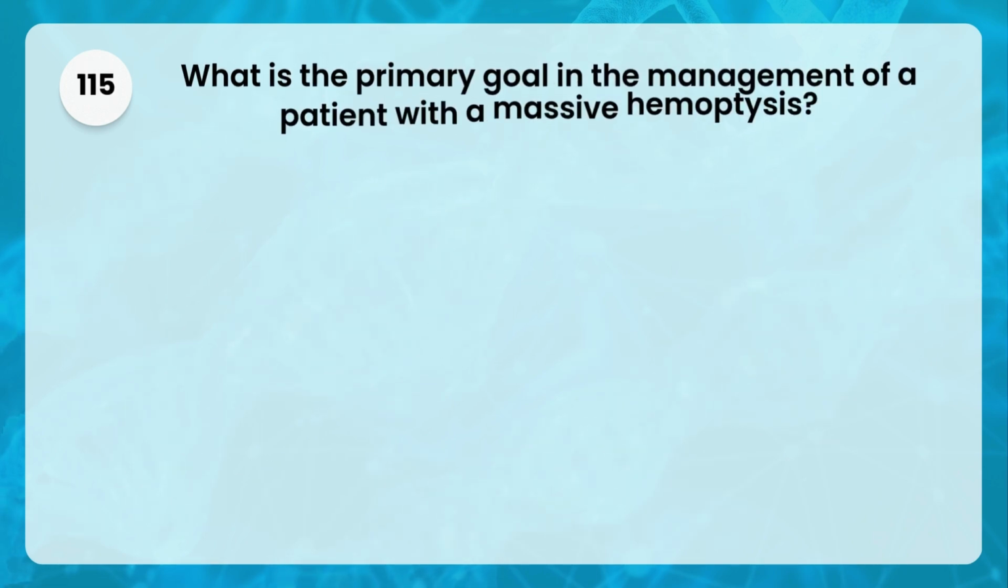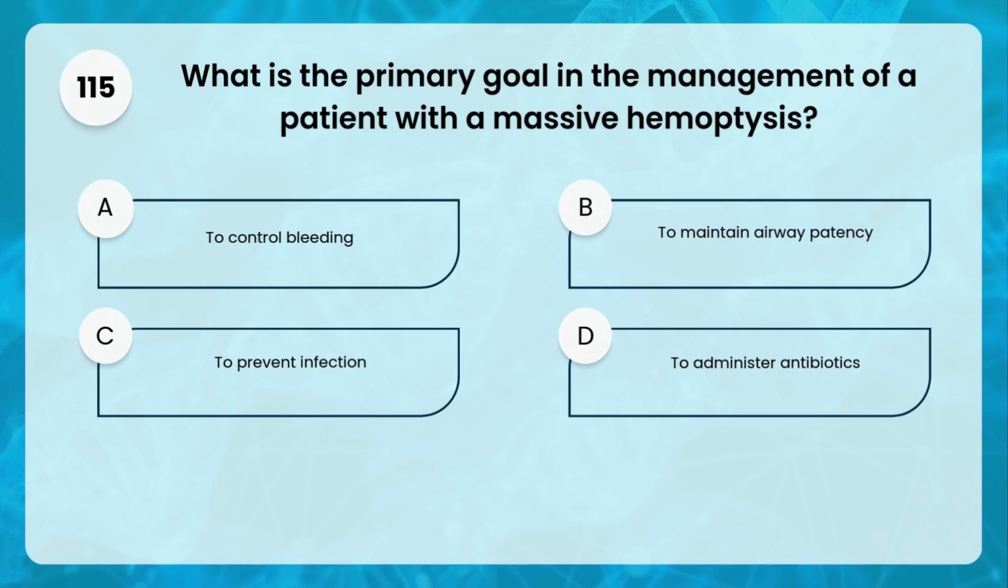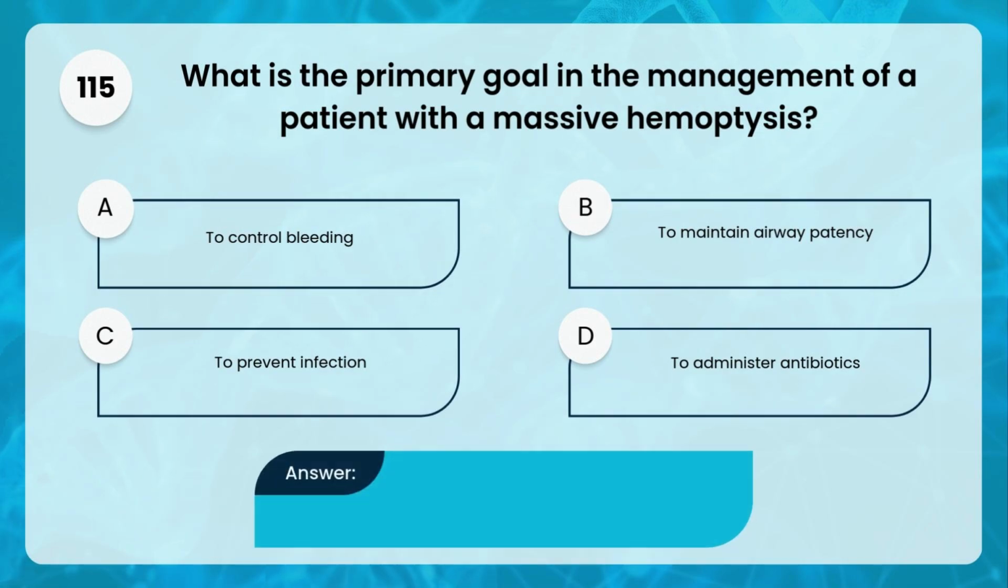115. What is the primary goal in the management of a patient with a massive hemoptysis? A. To control bleeding. B. To maintain airway patency. C. To prevent infection. Or D. To administer antibiotics. The answer is B. To maintain airway patency.